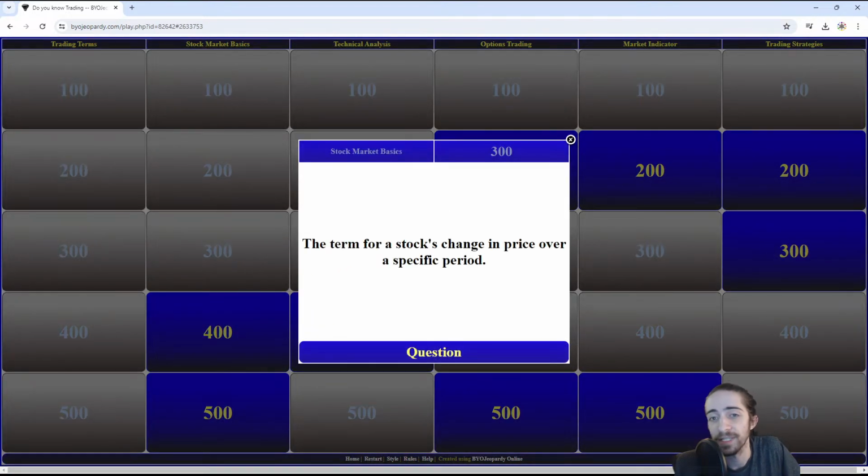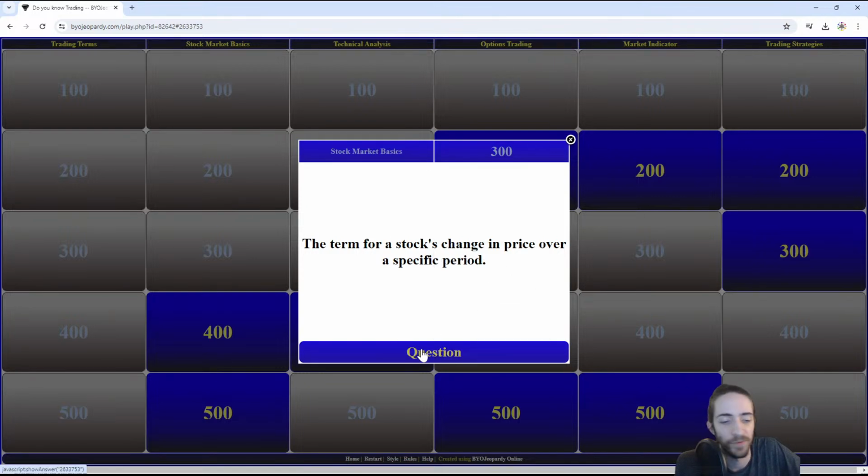The term for a stock's change in price over a specific period. Again, this is a bit of a broader question. I do apologize on that. I was trying to fit all 10, 20, 30 questions in there. If this is a hit and you guys do like it, I'll make sure next week we have more in-depth questions, and it'll be much better.